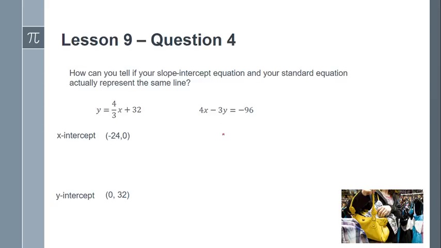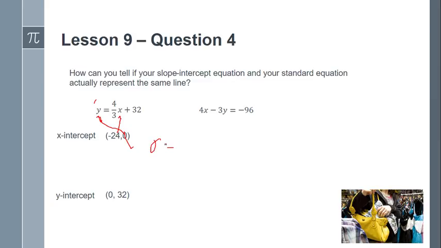So if you had the same 2 points and the same 2 equations, then they would have to be the same line. Well, luckily, we already have 2 points that we figured out from question 1. We have the x-intercept and we have the y-intercept. If I check that the x-intercept makes a true statement for both equations, and the y-intercept also makes both equations true, then I can guarantee that they form the same line. So let's go ahead and do that. Let's plug the x-intercept into our slope-intercept equation. This is saying the x is negative 24 and the y is 0.